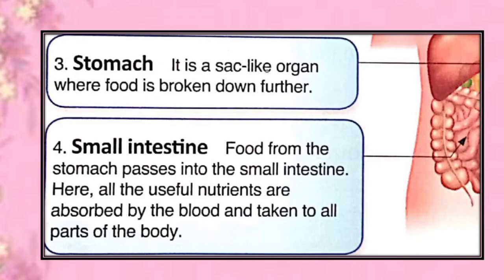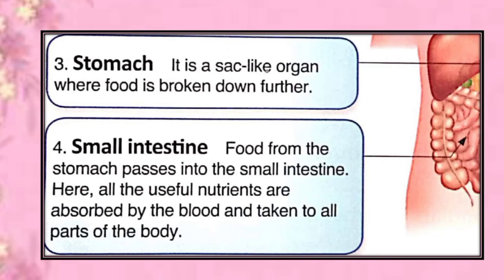Third organ of your digestive system is stomach. It is a sac-like organ where food is broken down further. Means your stomach, which is attached to the end of the esophagus, is a stretchy sac shaped like the letter J. It has 3 important jobs: to store the food you have eaten, to break down the food into a liquidy mixture, and to slowly empty that liquidy mixture into the small intestine.